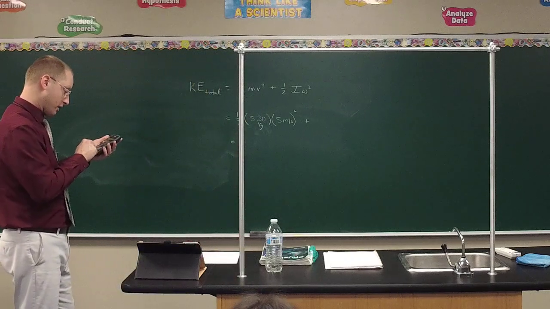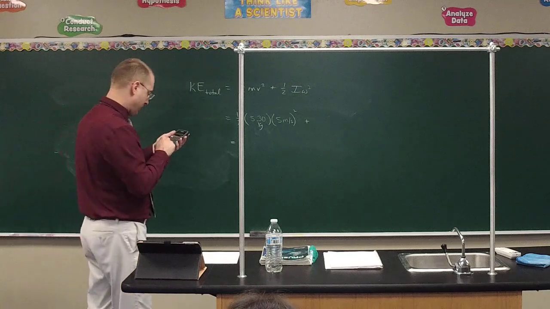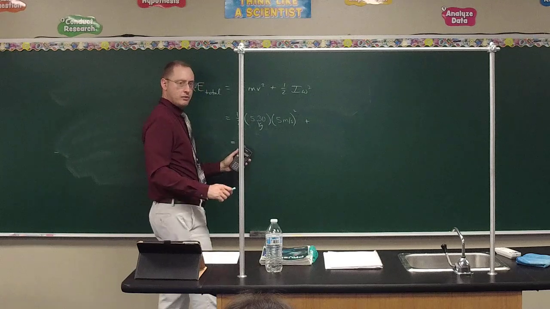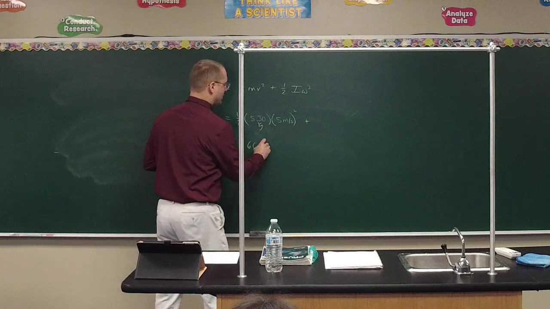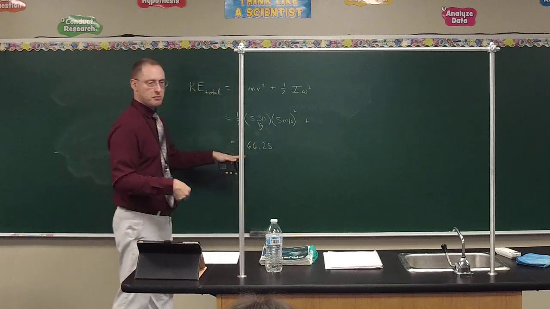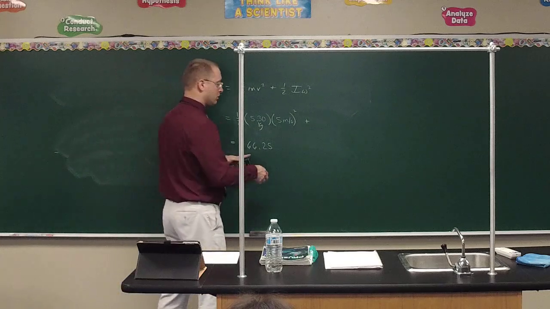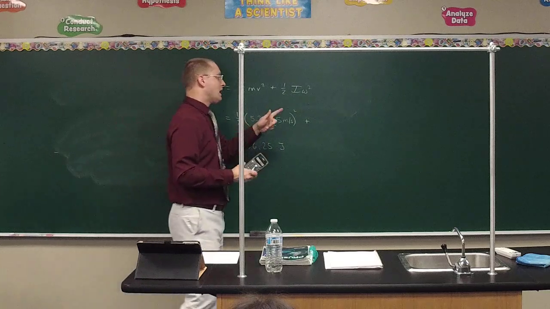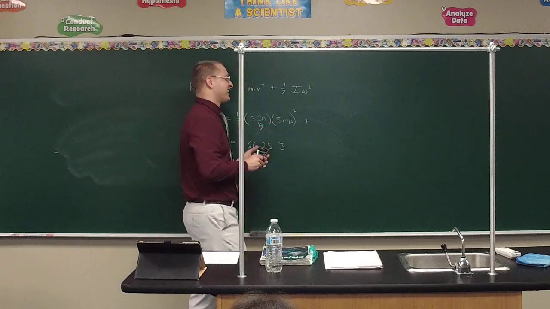And let's try 5 squared times 5.3 divided by 2. And what is the translational? Anyone happen to write that down? 66.25. Yeah, it comes up to 66.25, and of course kinetic energy is measured in joules. Okay, so there's 66.25 joules of translational kinetic energy. Now we come to the annoying part, the rotational kinetic energy.